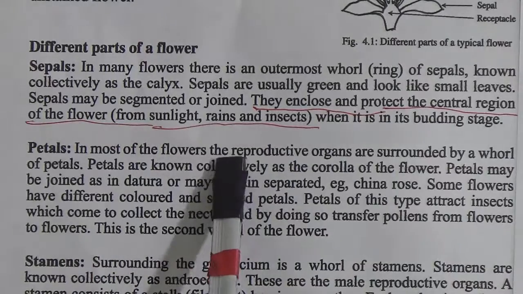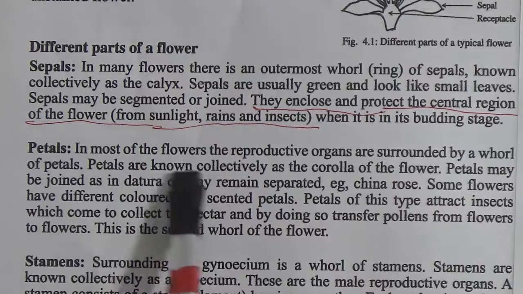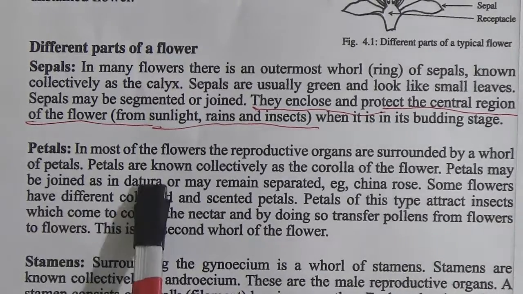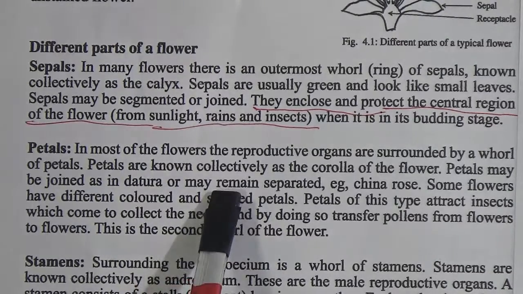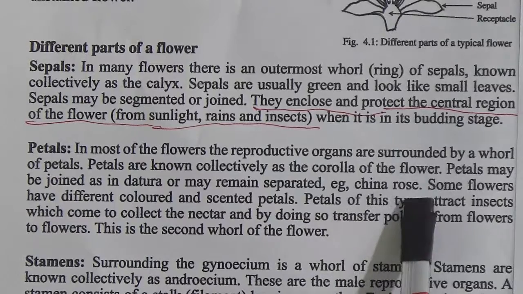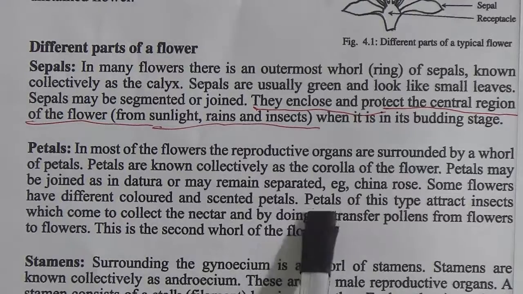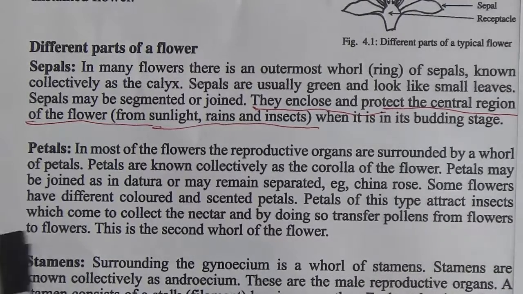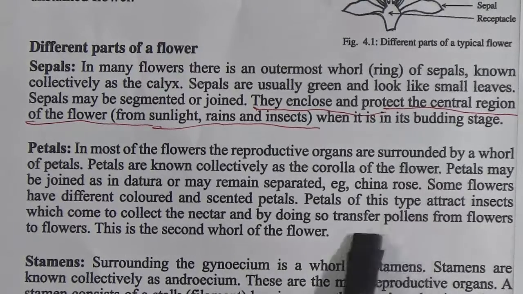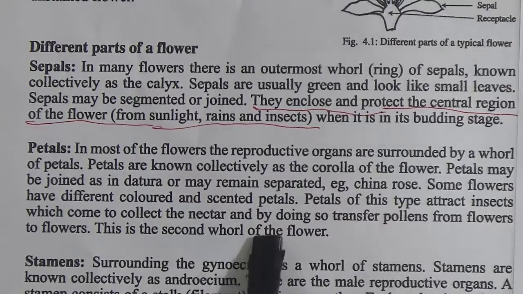Now come to the petal. In most flowers, the reproductive organs are surrounded by a whorl of petals. Petals are known collectively as corolla of the flower. Petals may be joined as in Dhutura, or may remain separated as in the hibiscus or China rose or joba. Some flowers have differently colored and scented petals. Petals of this type attract insects which come to collect the nectar, and by doing so transfer pollen from flower to flower. This is the whorl of the flower.